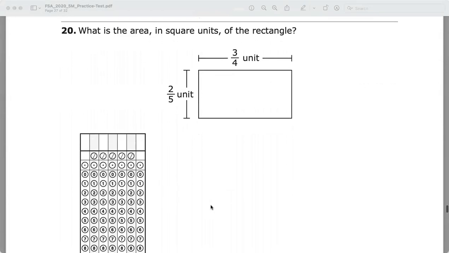Okay, what is the area in square units of the rectangle? So just like the volume, area is length times width. So you're going to multiply 2/5 times 3/4. Multiply fractions, but okay, 2/5 times 3/4. So when you're multiplying fractions, you just multiply straight across. So 2 times 3 is 6, and 5 times 4 is 20. And that can be reduced.